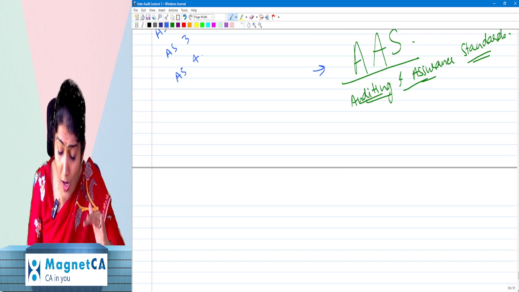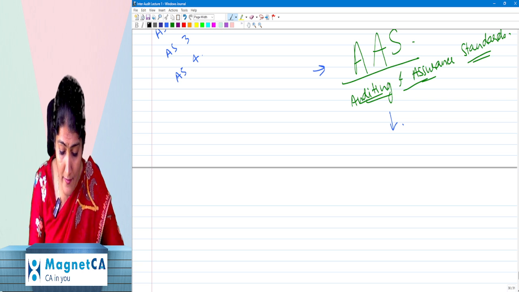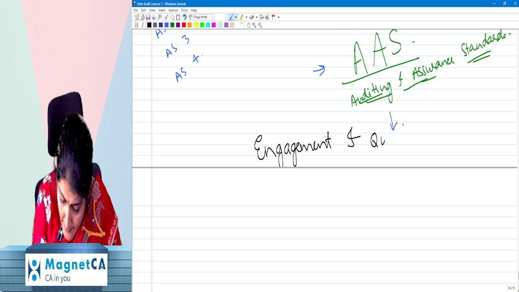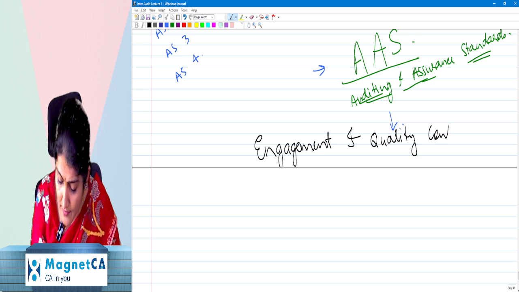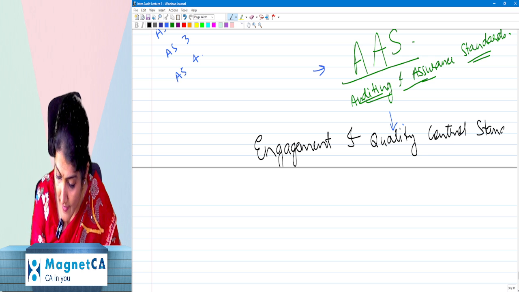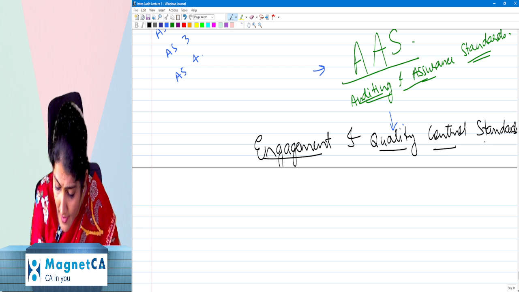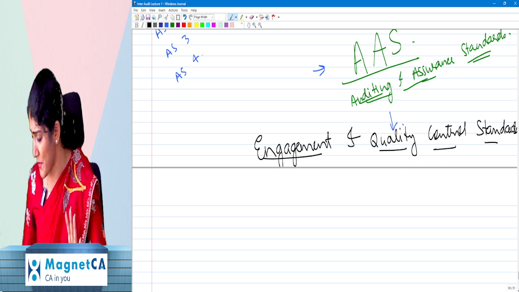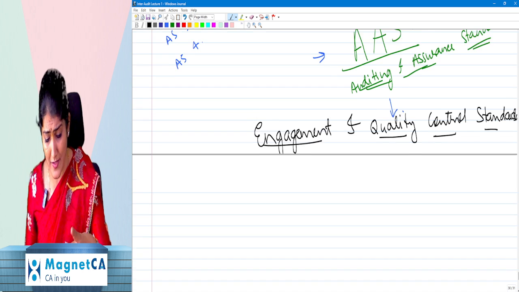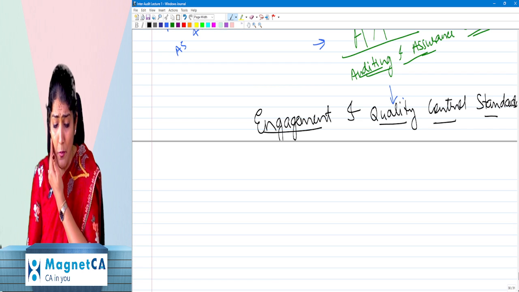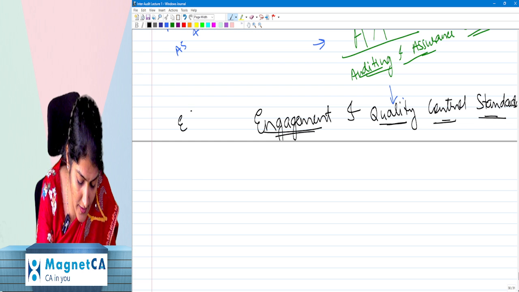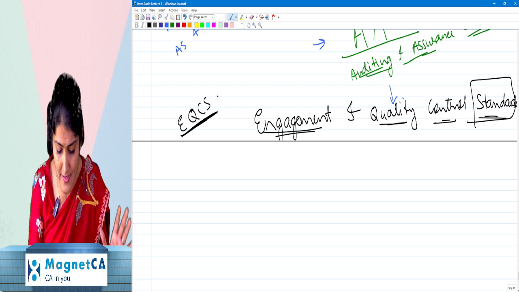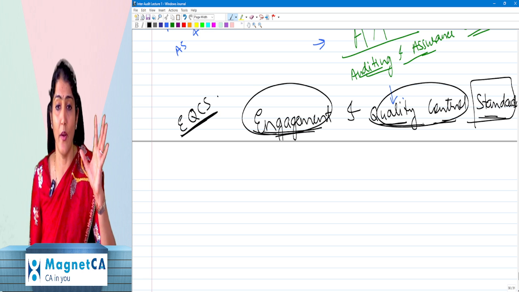Then after that, now these standards have been revised, keep your ears wide open, to be called the engagement and quality control standards. All issued by ICAI: statements on auditing practices, then auditing and assurance standards, then renamed around 2008-9 to be called the EQCS. What is EQCS? Engagement and quality control standards. Certainly these are standards for the engagement and also for the quality control.